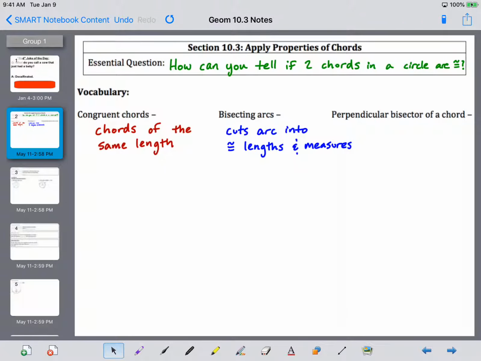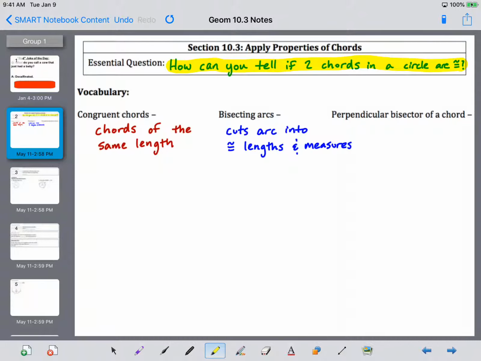Okay, so here is your essential question. How can you tell if two chords in a circle are congruent? So if you'd like to pause the video and jot that down, that would be a good idea. And then go ahead and, while you're at it, jot down these first two definitions.